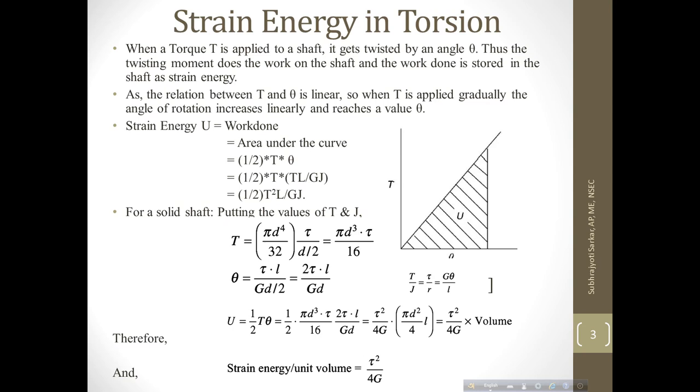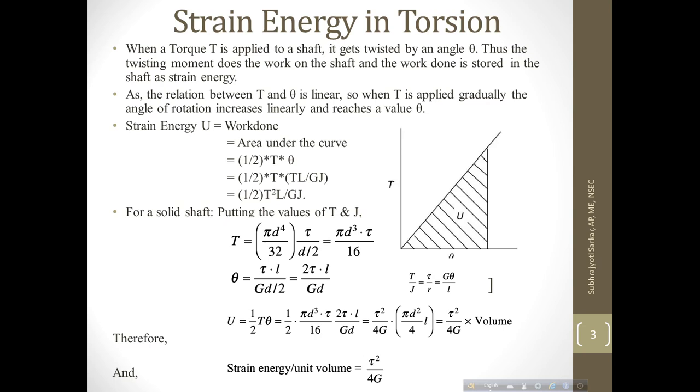From the equation of twist, we know that T by J equals tau by R equals G theta by L. So T and theta are related linearly, and the curve between T and theta is a straight line. So the area under the curve is a right angle triangle, and this triangle gives you the work done, which is stored in the form of strain energy.